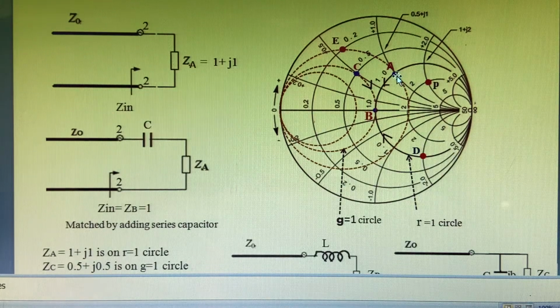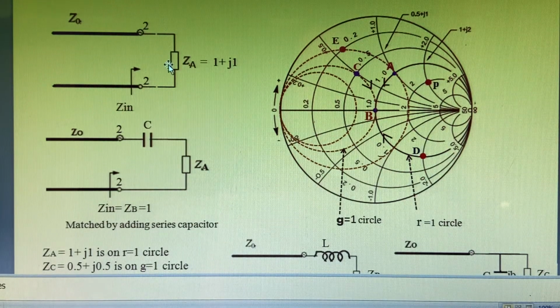Here, as we can see, it is not coinciding at the center of the Smith chart. So this is not a matched one. ZIN is not matched with the characteristic impedance Z0, so there is a reflection here. So we have to add some reactive component next to the element ZA.